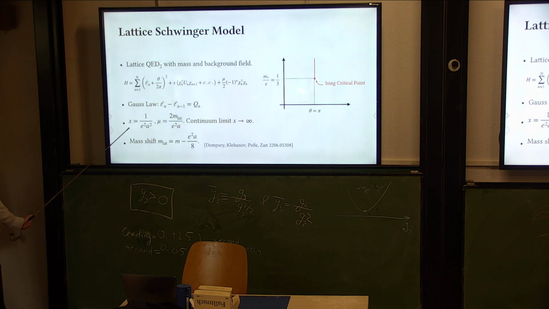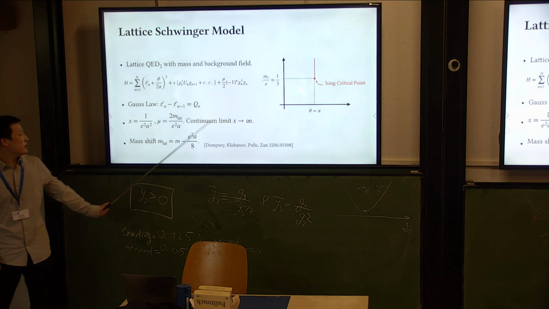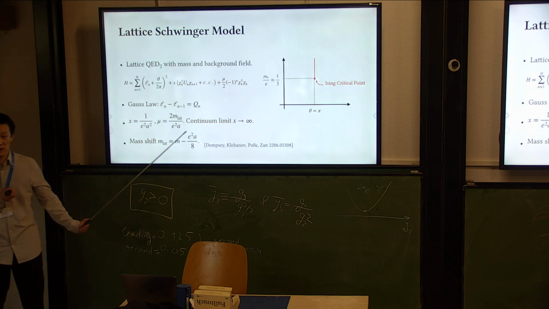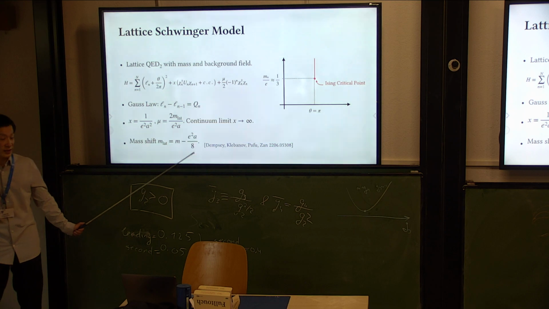There are some matching parameters between the lattice units and the continuum field units. One is this x, which is a reparameterization of the lattice spacing in units of the gauge coupling. And we have this mu, which is a reparameterization of the fermion mass. This x will control the continuum limit. If we send x to infinity, the lattice spacing goes to 0 and we approach the continuum limit. Conversely, if x is very small, this limit is known as the strong coupling limit.